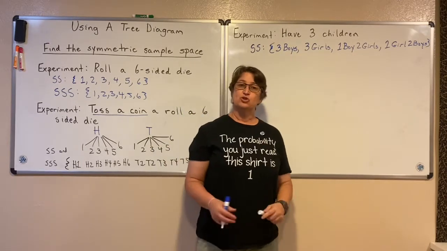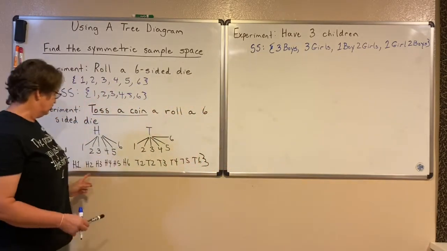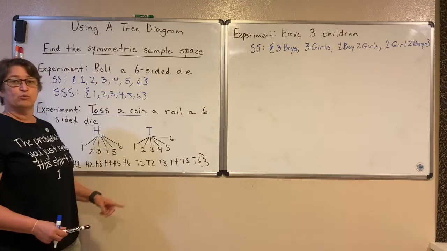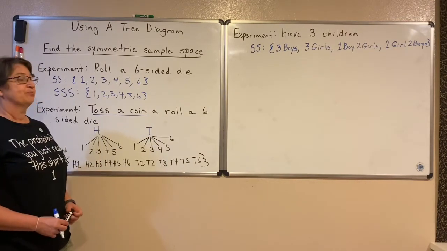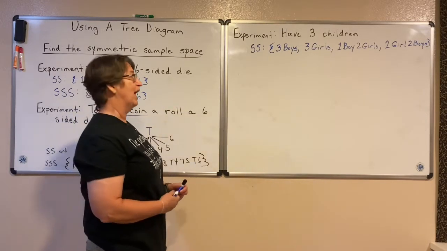Well, we can make a tree diagram to help us see. If, like here, they each show up 1 time, then we will know that they are equally likely. So let's make a tree diagram to show those outcomes.